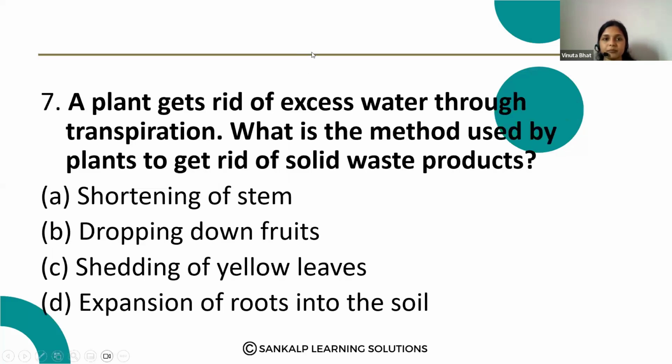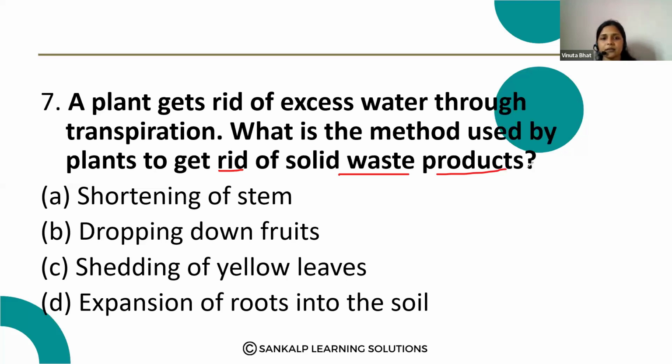Next question. A plant gets rid of excess water through transpiration. What is the method used by plants to get rid of solid waste products? You know that transpiration is the process where the excess water is removed by the plants through the stomata. But how are the solid waste products removed by the plants? In human beings, there is a separate system called the excretory system.